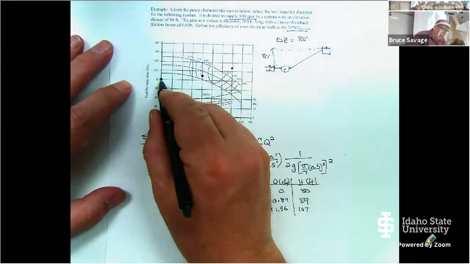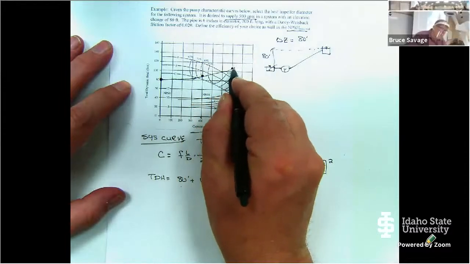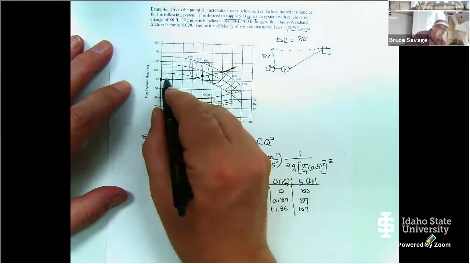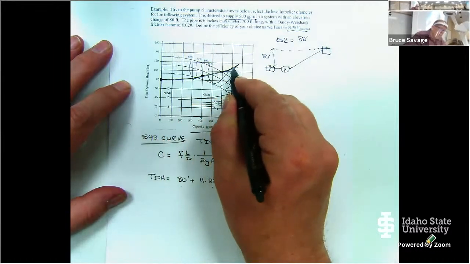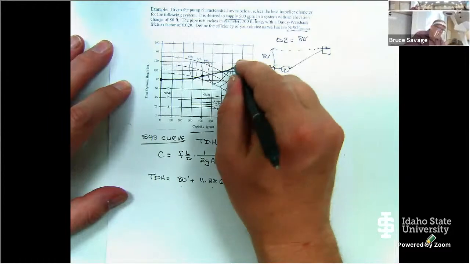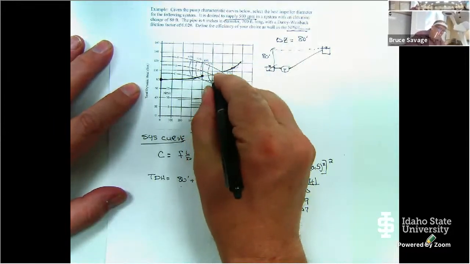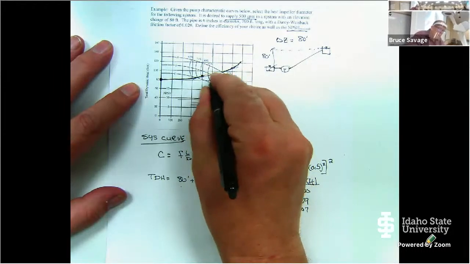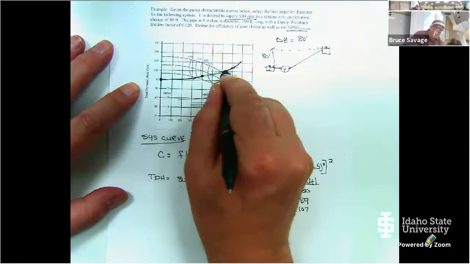So now I'm going to draw the curve. I just missed my points, but okay. I'm going to do a little better job there. All right. Good enough.